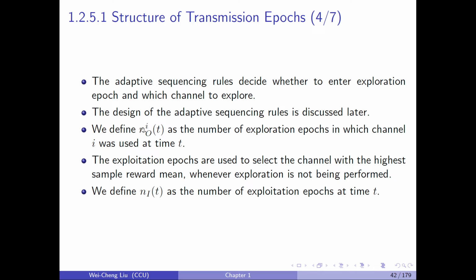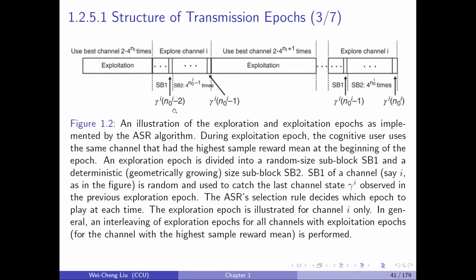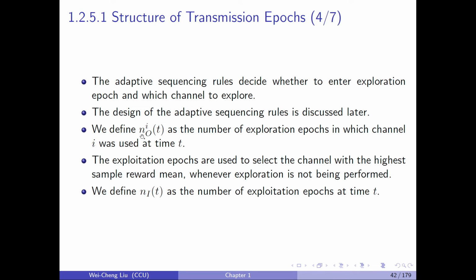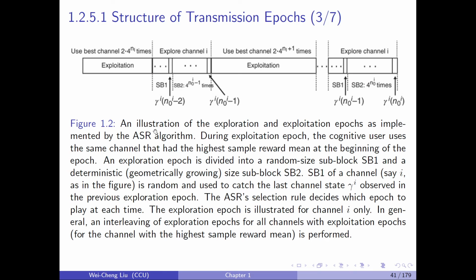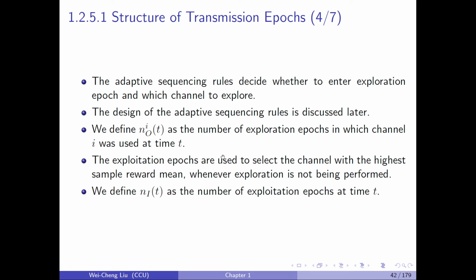We define N_I of T as the number of exploration epochs in which channel I was used at time T. You can see that here is N_I. It is equal to N_I of T, but we omit the T here.